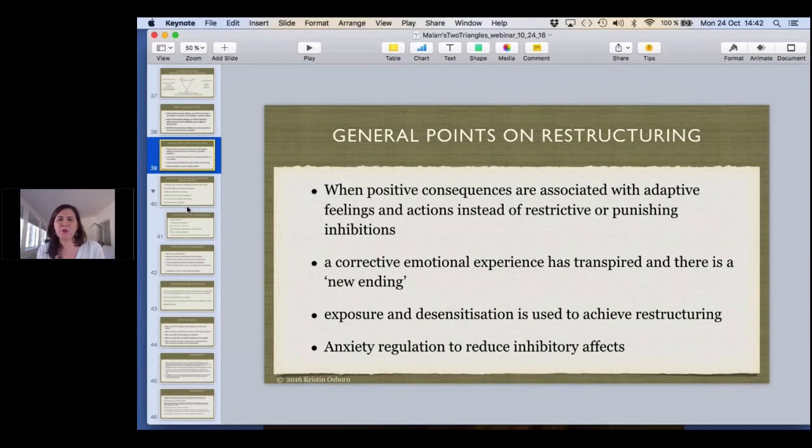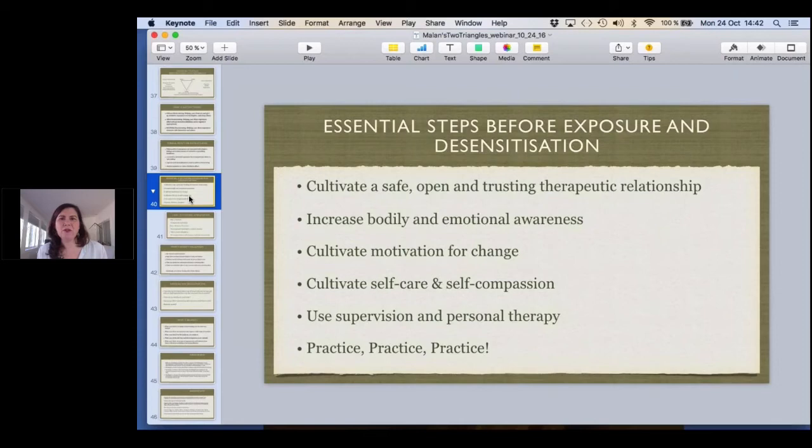So before you even do exposure and desensitization, it's really important that you cultivate a safe, open, trusting, therapeutic relationship, that your patient is able to pay attention to their body and emotions, that there's motivation for change, that they actually really want to do this. Don't do anything if somebody doesn't want to do it, and get used to asking, do you want us to focus in on that?